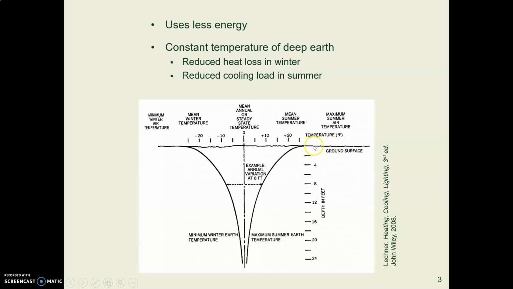It's hot. Then we see those two temperature lines begin to come closer and closer together as we get down below the surface of the earth, until the difference in temperature from winter to summer is small the deeper we get. So what this does is reduces your energy load. You have less heat load in winter and less cooling load in summer.